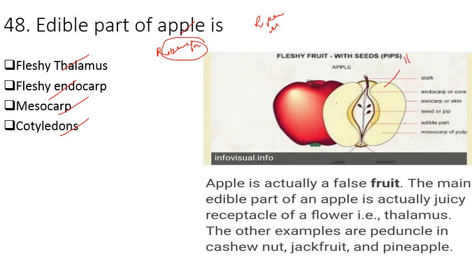So this one is thalamus. This is a false fruit, a pseudo fruit, pseudocarp. So we eat fleshy thalamus in case of apple. Apple is actually a false fruit; the main edible part is the juicy receptacle, or we can say thalamus or torus, of the apple. The other examples are peduncle in cashew nut, jackfruit and pineapple.